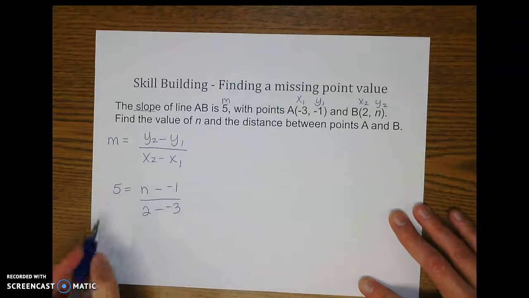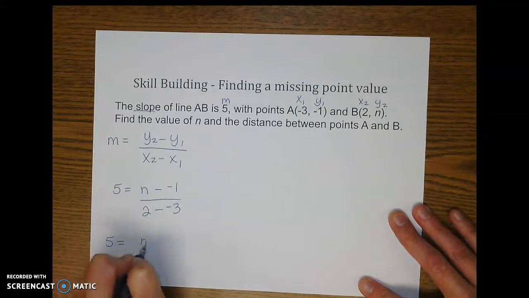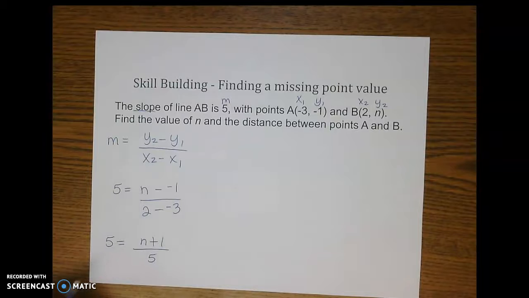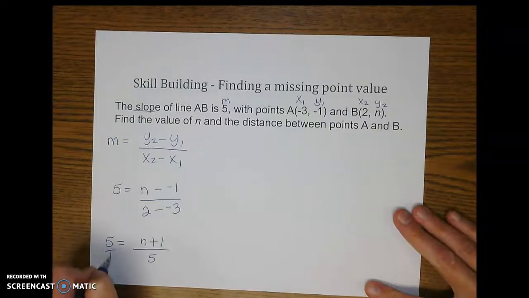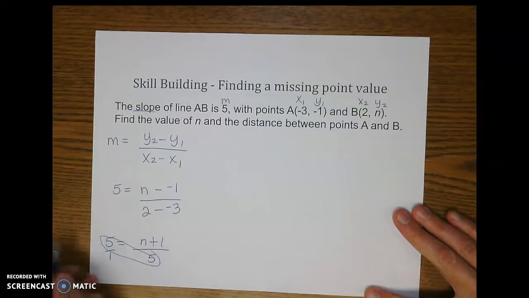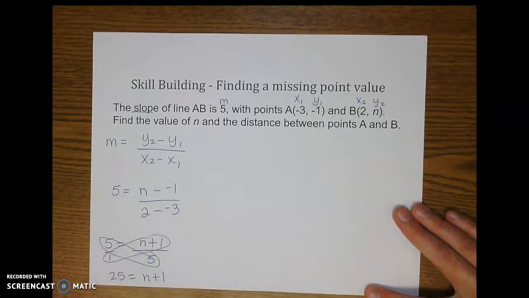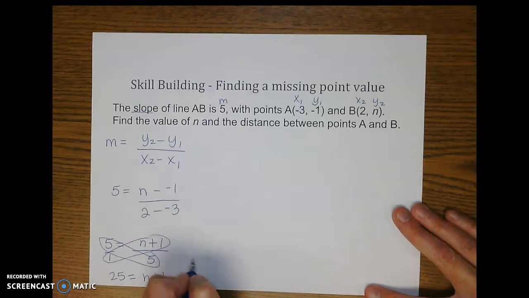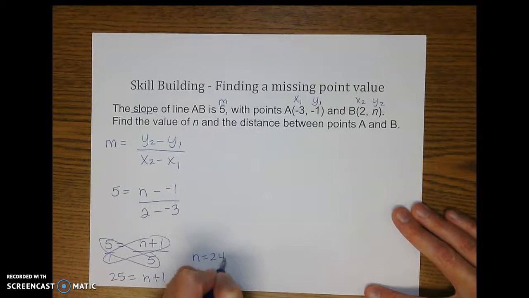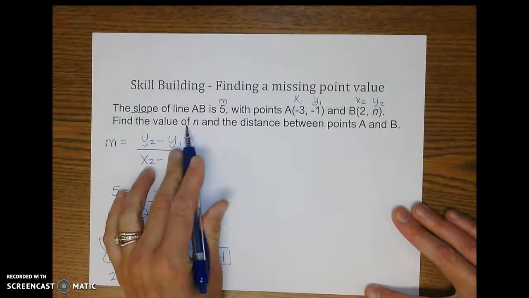So now we're going to clean all this up. 5 equals n plus 1 over 5. And then if I make this look like a fraction, we cross multiply. So 25 equals 1 times anything is the anything, so 25 equals n plus 1. I move the 1 over, n equals 24. So we found the value of n.